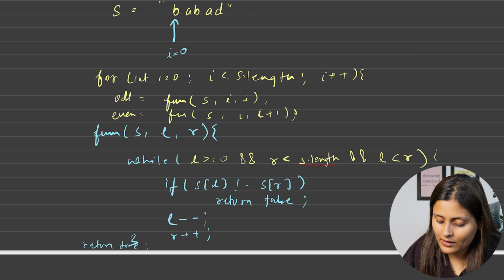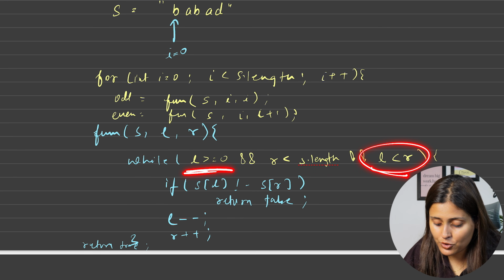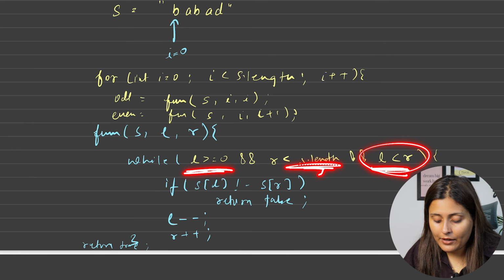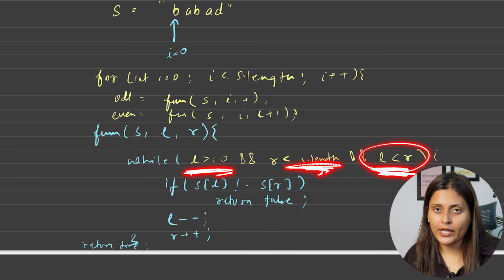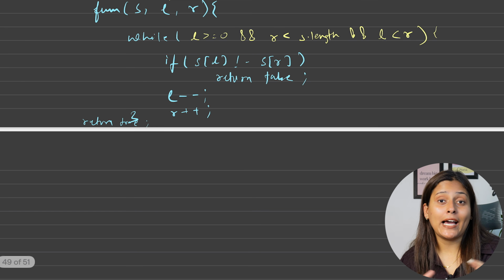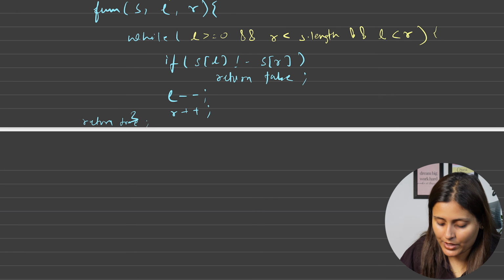Why? Because definitely this will be lesser only, but first we have to check that they do not cross the boundary. If they are inside the boundary, then only we'll check this lesser condition. Now let's see how we can calculate the length of that palindromic substring.